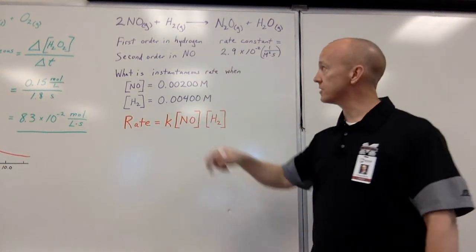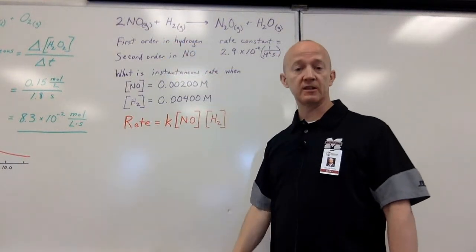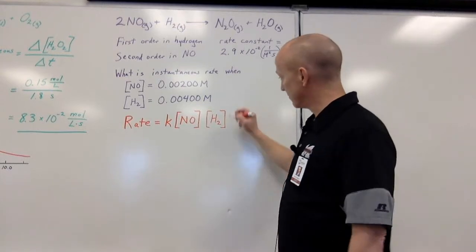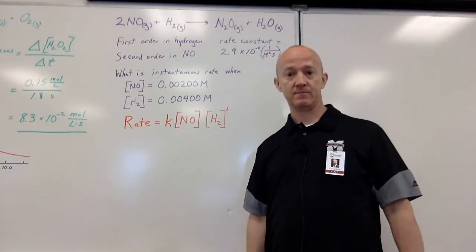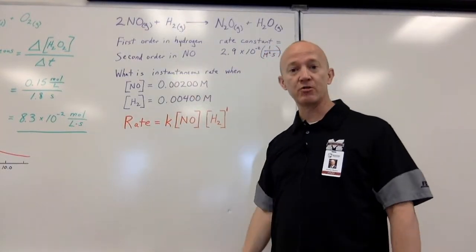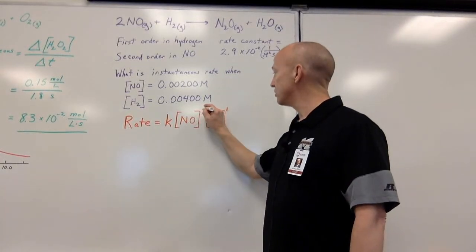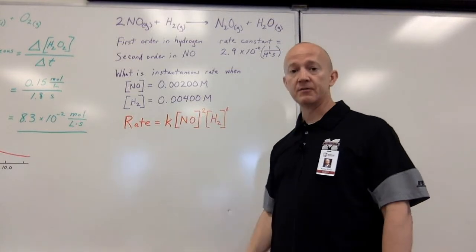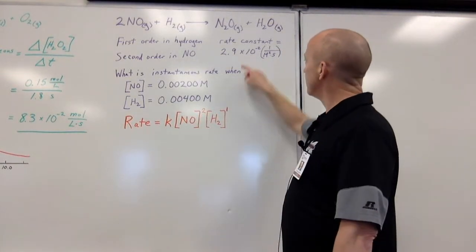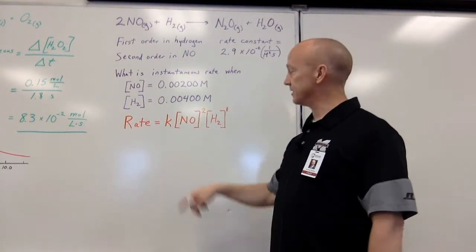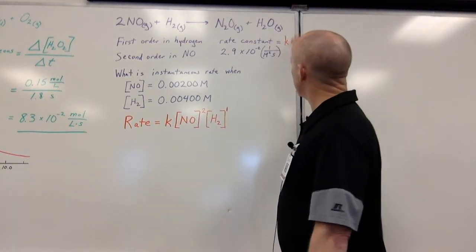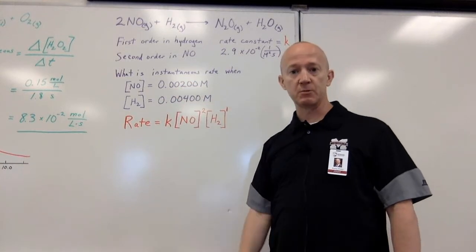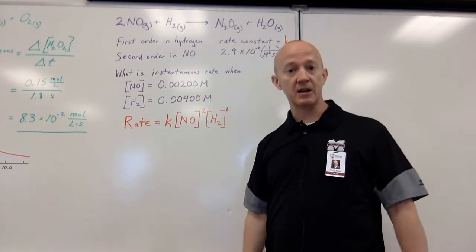The first thing I do is I take note of the orders that they give me. They tell me that it's first order in hydrogen. What does that mean? Hydrogen to the first power. So second order in nitric oxide means that I put a 2 right there. So whatever concentration I get for nitric oxide, I'll have to square that. Then this is my rate constant, my K. So I'll go back and I'll fill these things in using the numbers that were given to me, and we can find the instantaneous rate.